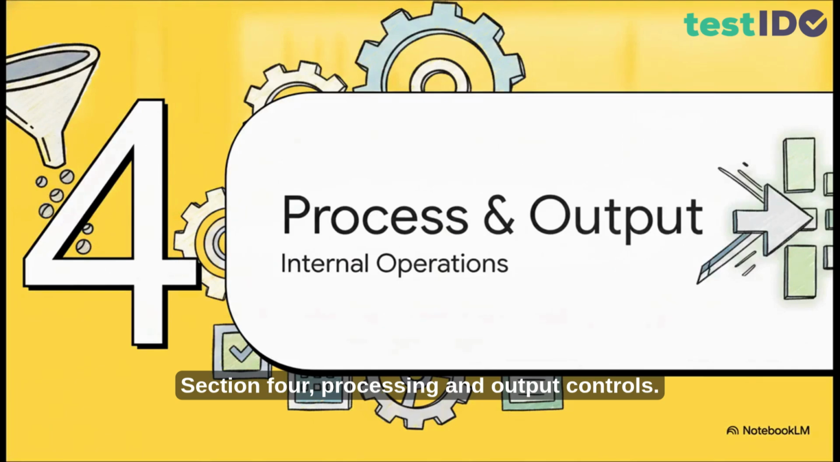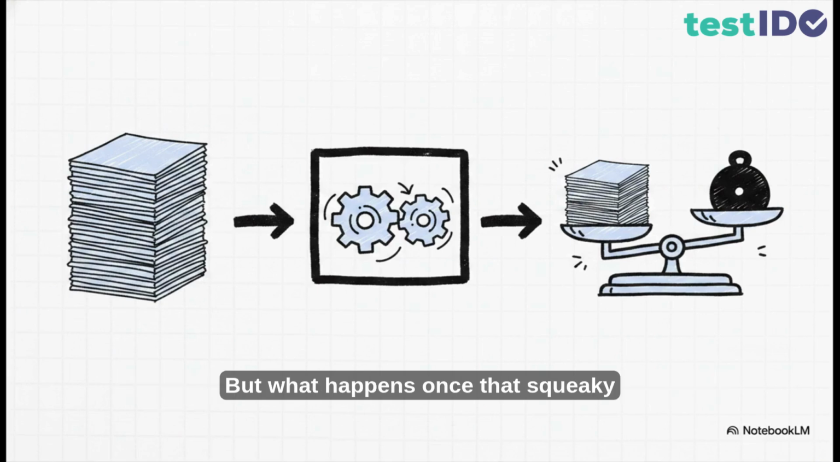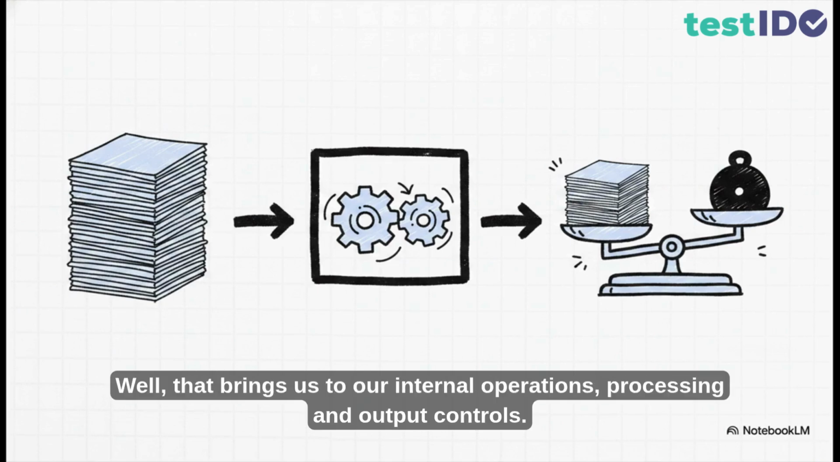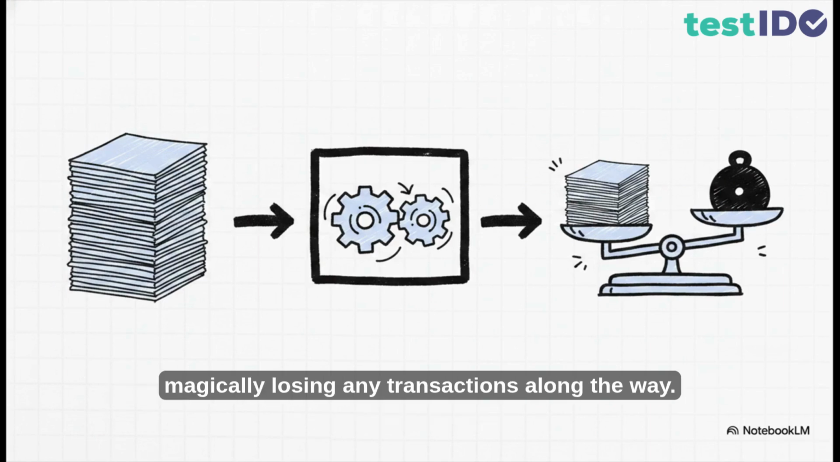Section 4. Processing and Output Controls. So we've successfully filtered our data at the input stage. But what happens once that squeaky clean data is safely inside the system? Well, that brings us to our internal operations, processing and output controls. Processing controls ensure the system calculates the data correctly without magically losing any transactions along the way.